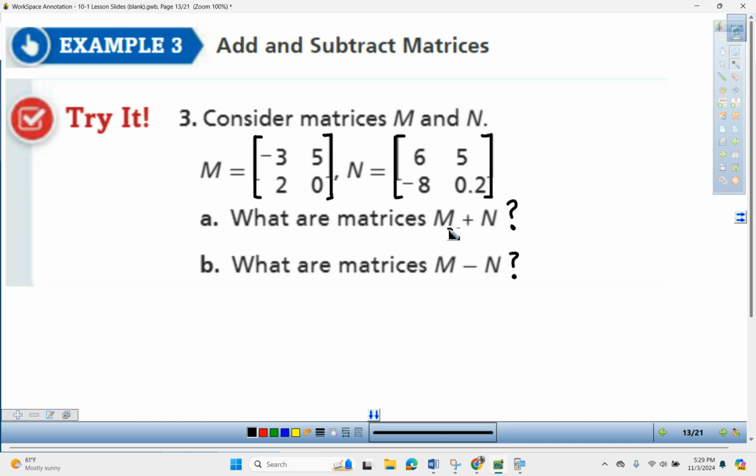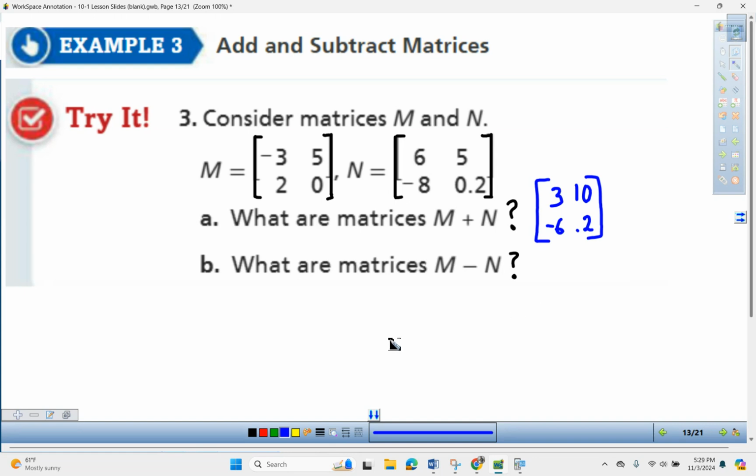What would that have been if you did the addition? And I'm going to do some shortcuts here just so you can kind of check your work. If you did the addition, that'd be -3 and 6. That makes 3. 5 plus 5 makes 10. 2 minus 8 makes -6. And 0 plus 0.2 is 0.2. So if you add them, that's what you get.